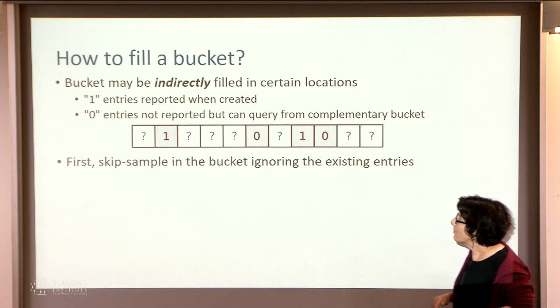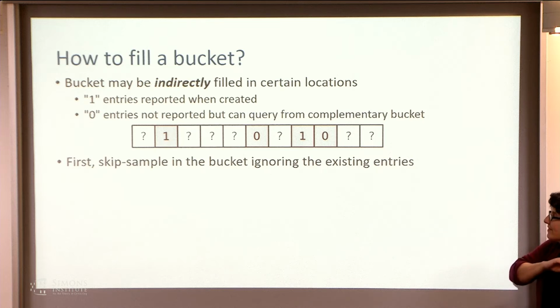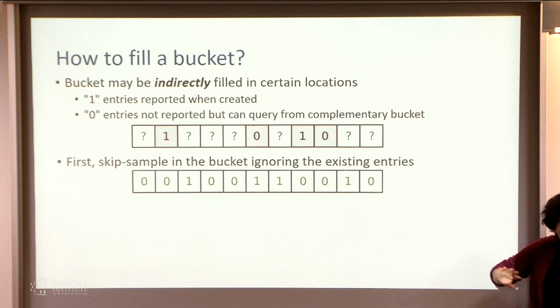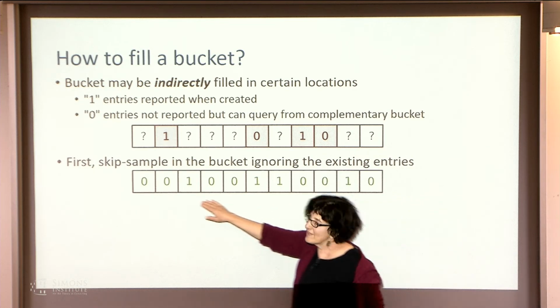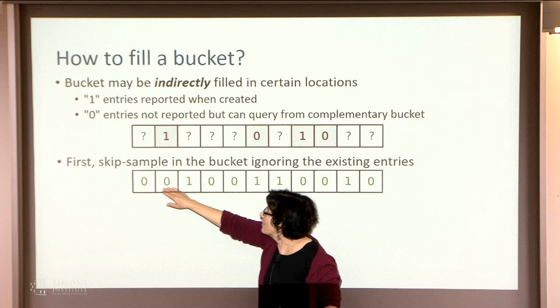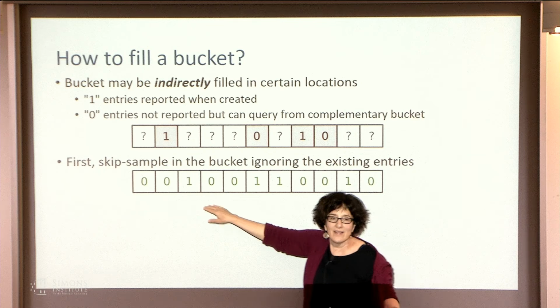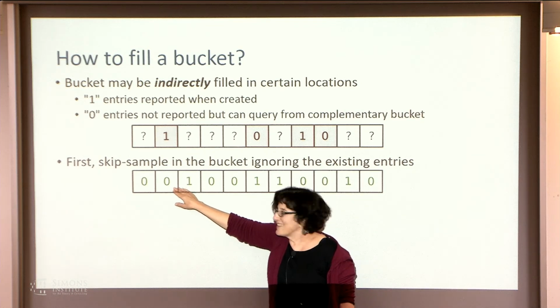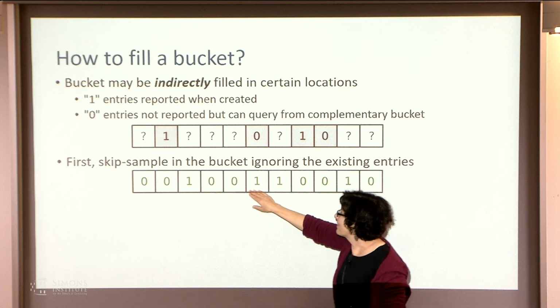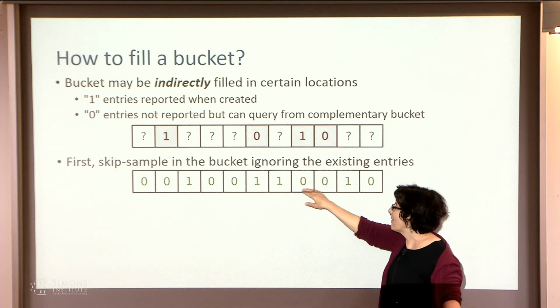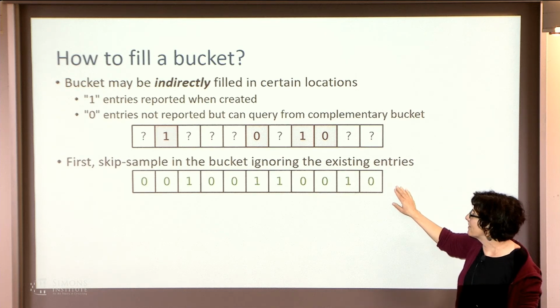All right? So what we're going to do first is just skip sample in the bucket, ignoring all the existing entries. Okay, so this is just on our own. We skip sampled. We had a run of length 2 followed by 1. Another, I mean, this is a terrible skip sample, but that's the slide. It's a run of length 2 followed by 1, run of length 2 followed by 1, a run of length 0 followed by 1, and so on. Okay, so that's how we filled this bucket.